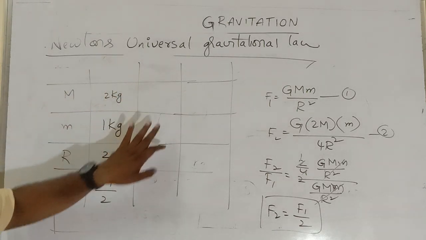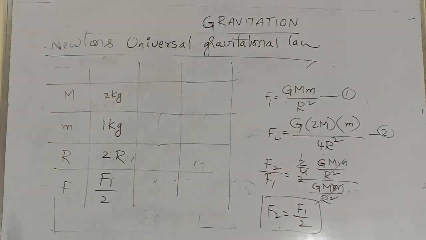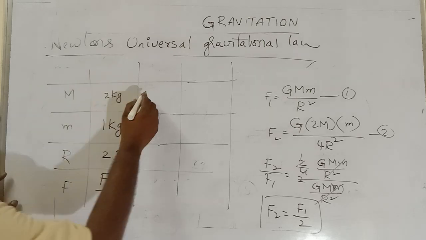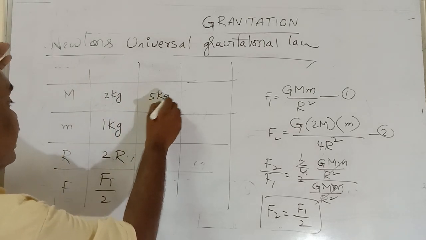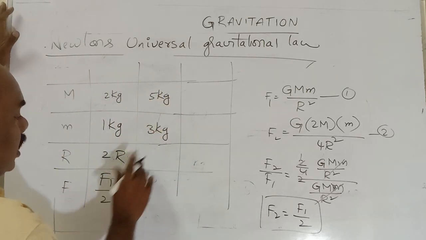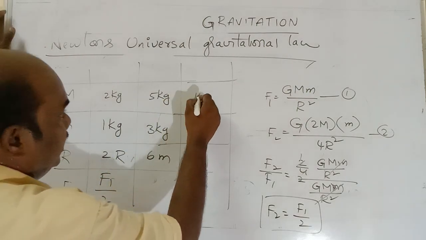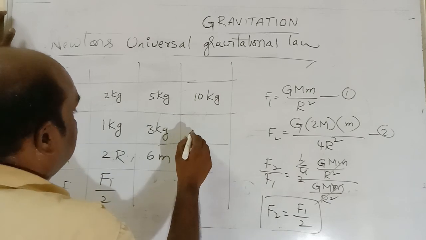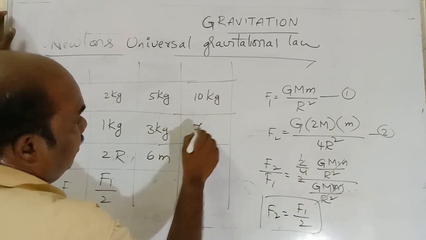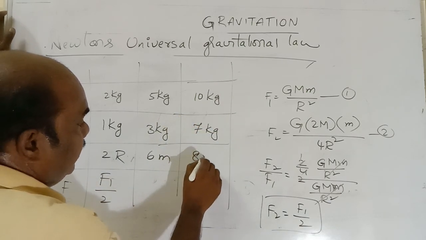Like that, the remaining 2 you have to do and write in the comment section. Now second one: 5 kg and 3 kg, and the distance between them is 6 meter. Find the answer. Third: this is 10 kilogram, this is 7 kilogram, and the distance between them is 8 meter.